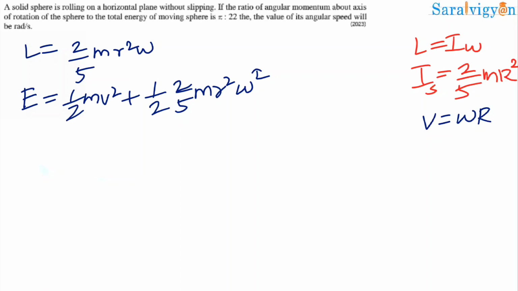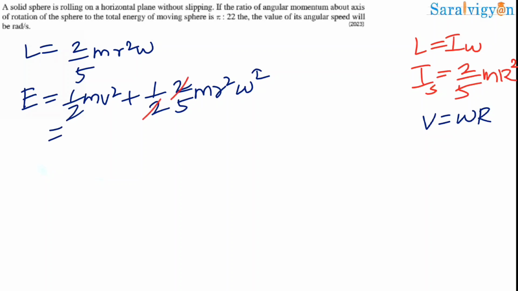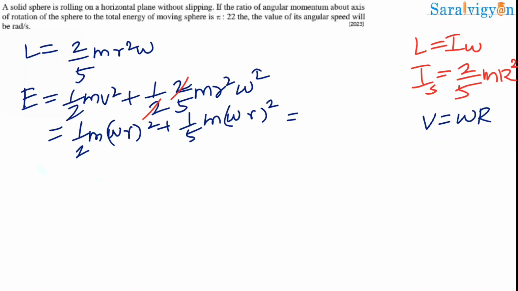Now if there is anything to cancel, we can cancel. So instead of V we can write omega r. So we have half m omega r whole square plus 1 by 5 m omega r whole square. Now we can take m omega r whole square common, and we'll get 1 by 2 plus 1 by 5, which is equal to 7 by 10 m omega square r square.